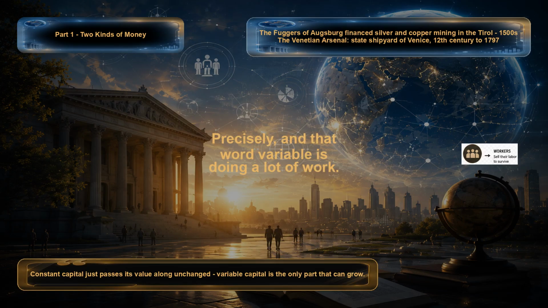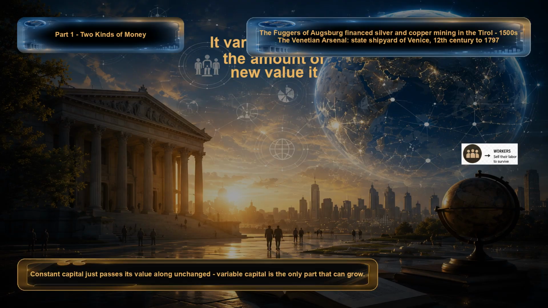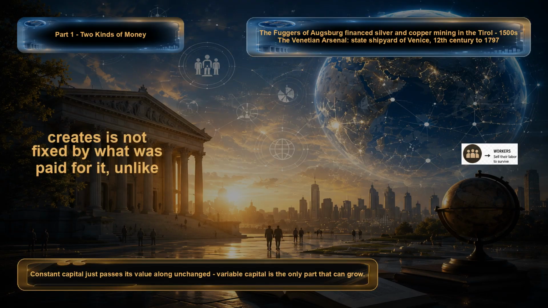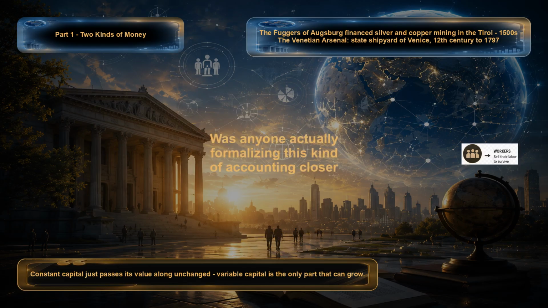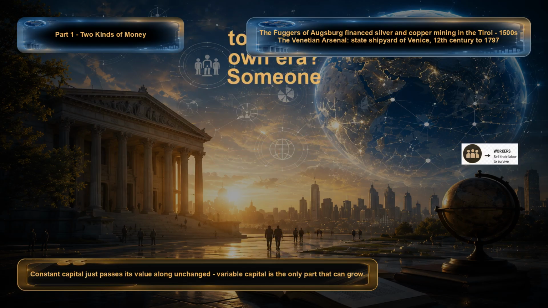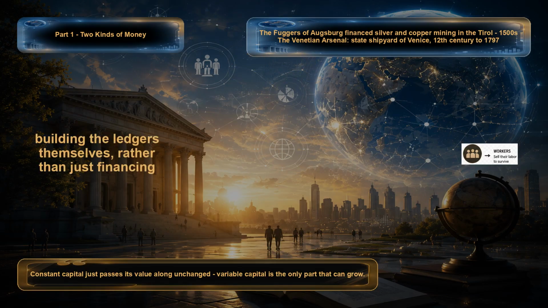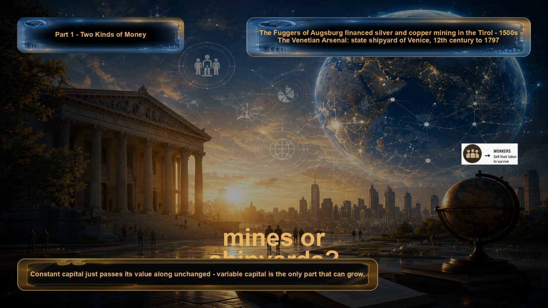Precisely, and that word, variable, is doing a lot of work. It varies, because the amount of new value it creates is not fixed by what was paid for it, unlike everything else in the production process. Was anyone actually formalizing this kind of accounting closer to Marx's own era? Someone building the ledgers themselves, rather than just financing mines or shipyards?